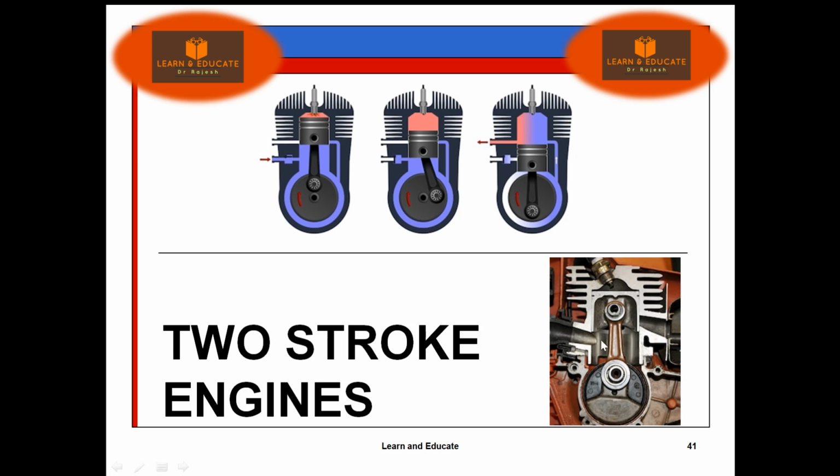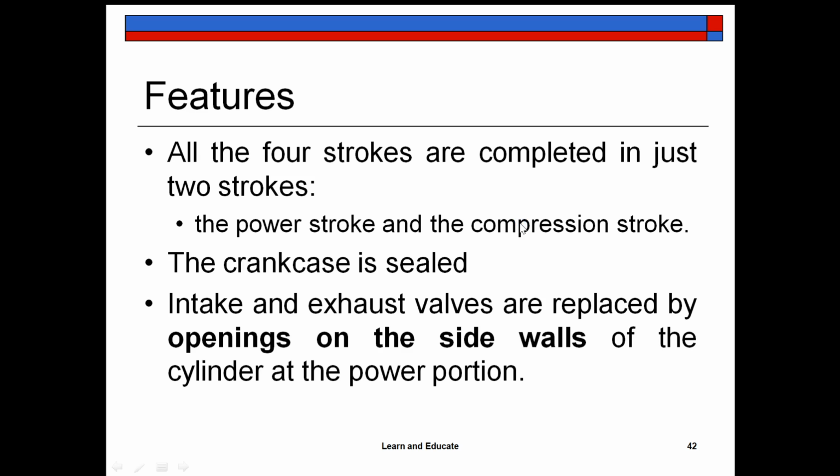This is a cut section view of a two-stroke engine. And another important thing you can observe here is the crankcase is sealed, whereas in a four-stroke engine it is not sealed. There will be a sump to lubricate it. So these are the features of a two-stroke engine.